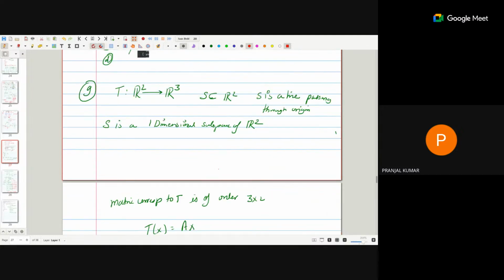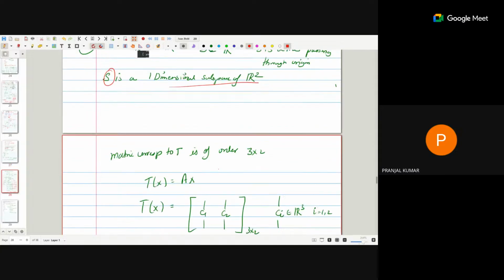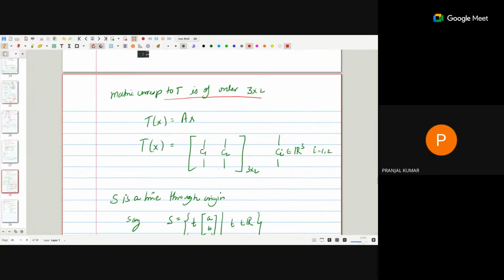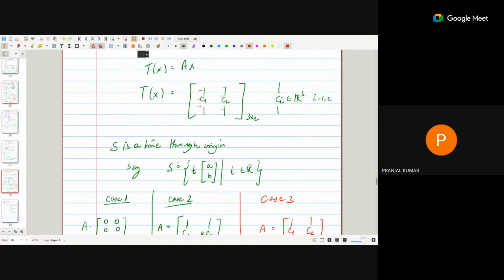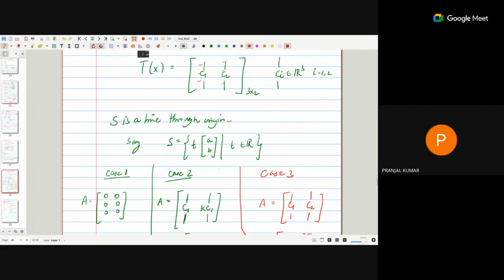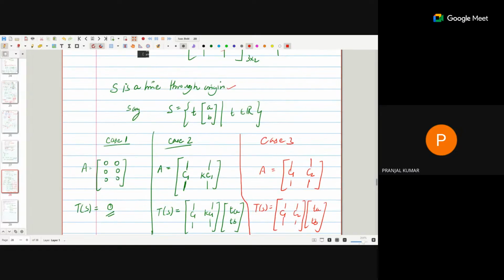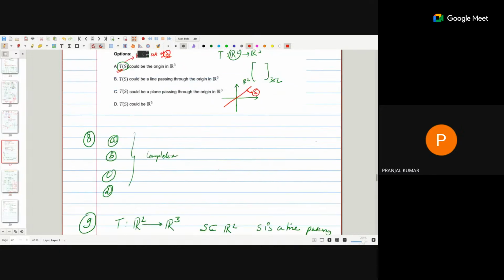So let's see that. S is a one-dimensional subspace of R2. The matrix corresponding to T is of order 3 cross 2, so I've written a matrix of 3 cross 2 order. It will have 2 columns only, and these columns will have 3 elements. Now S is a line passing through the origin. So I can express that line as T times AB, yes or no? Suppose the line is along the AB vector.